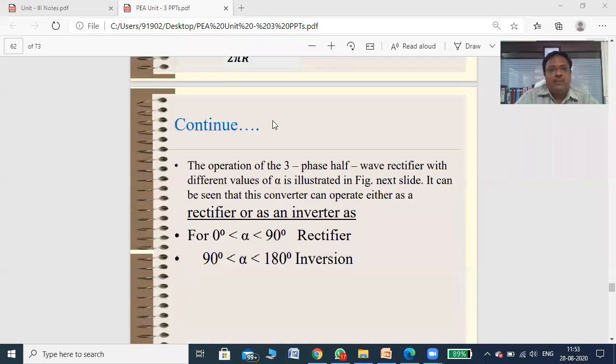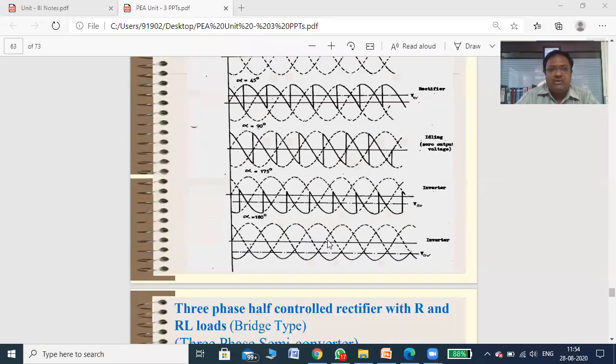In midpoint converters, if alpha is less than 90, then that circuit will work as a rectifier. It means that power is delivered from source to load. If alpha is greater than 90 up to pi or 180, then the converter will work as an inverter. The operation is inversion because most of the power is fed from load to source. So that circuit is called an inverter circuit. We have already discussed that many times.